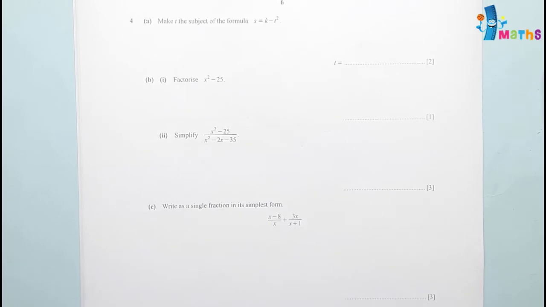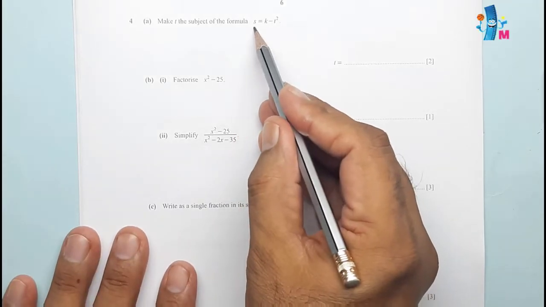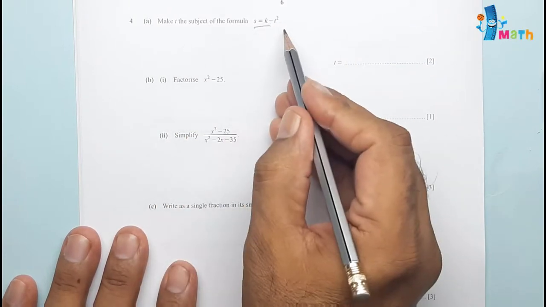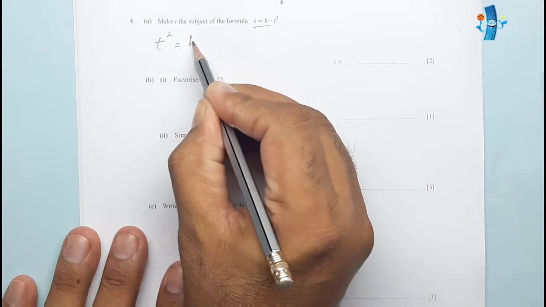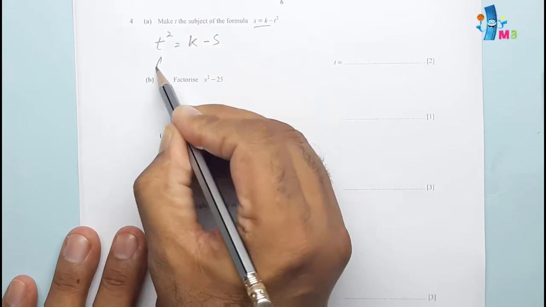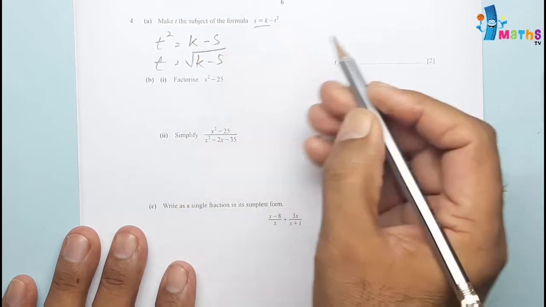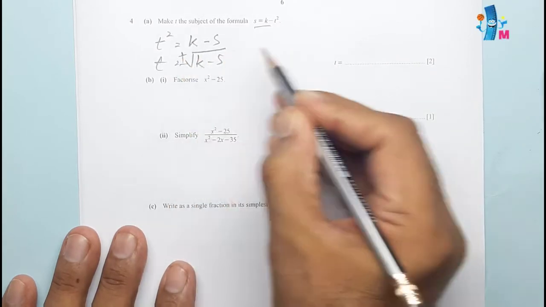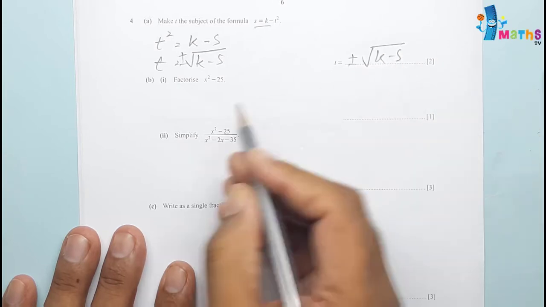Now next question, question number 4, make t the subject of the formula. This formula is given, t we have to make the subject. We will shift t on this side. t squared is equal to k minus s, and t will be equal to the square root of k minus s. So plus where minus we can add, so this will be k minus s.